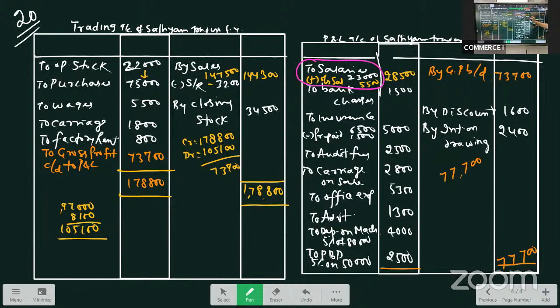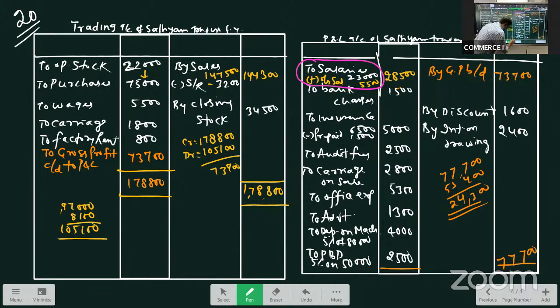In the P&L account, see what is the total on the debit side? 28,500 plus 1,500. It would be 30, 35, 37, 39, 40,300, 45, 49, 50,900, 52,000, 53,400, if I'm not wrong. So 24,300 is the net profit that we got.